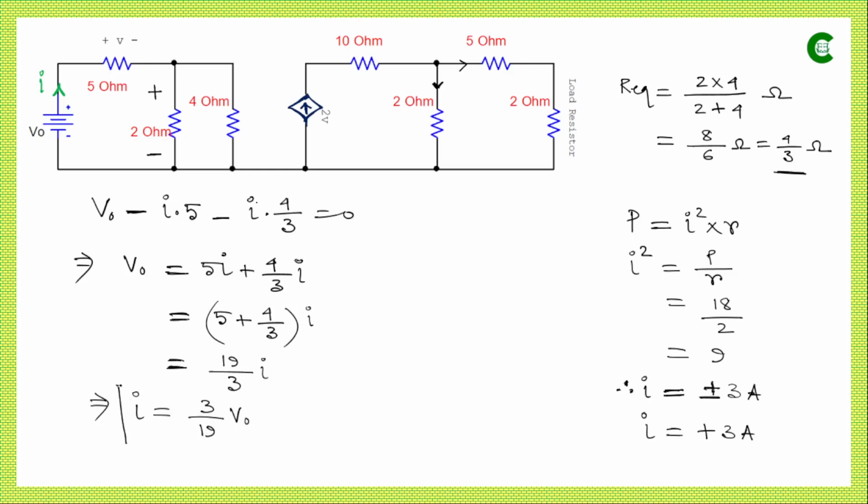So this is the relationship between the current supplied by that voltage source and V naught.